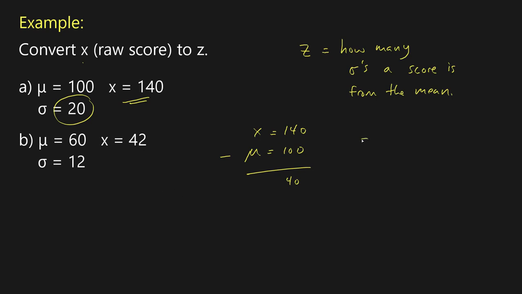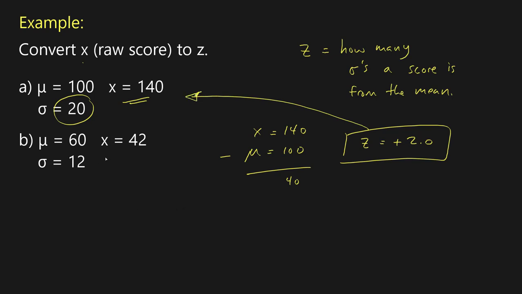So we know our z-score for part A is going to be a positive, but it's not going to be positive 40. That's how many points we are above 100. Instead, I need to know how many 20s I am. And 40 is 2 20s. It's 2 standard deviations above the mean. So that's my answer for part A.